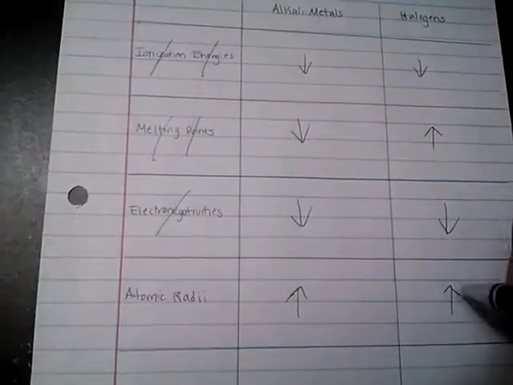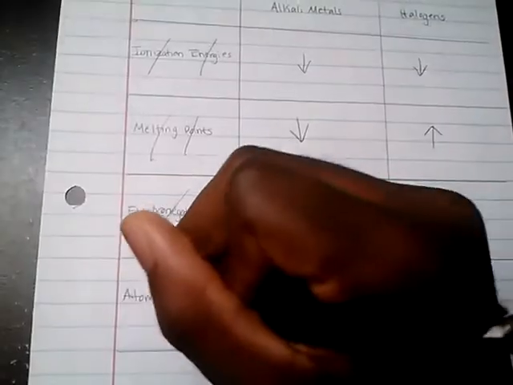And the last one's atomic radii. For the alkali metals, it tends to increase, and for the halogens, it also tends to increase. So atomic radii is the answer. That's what we're looking for, which is choice number D.